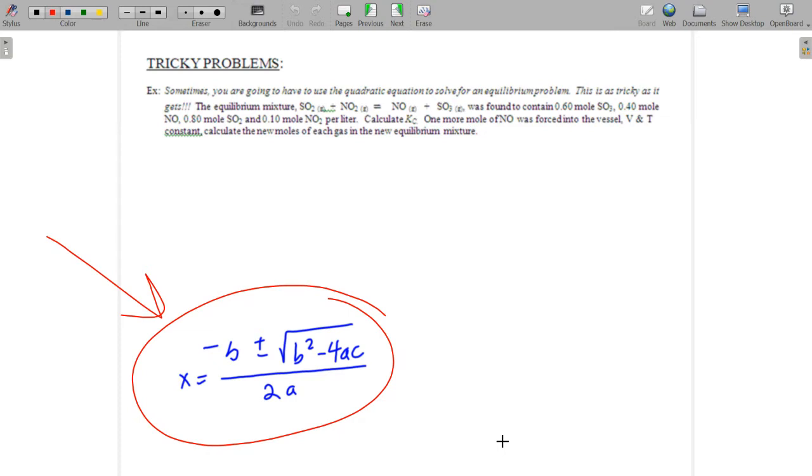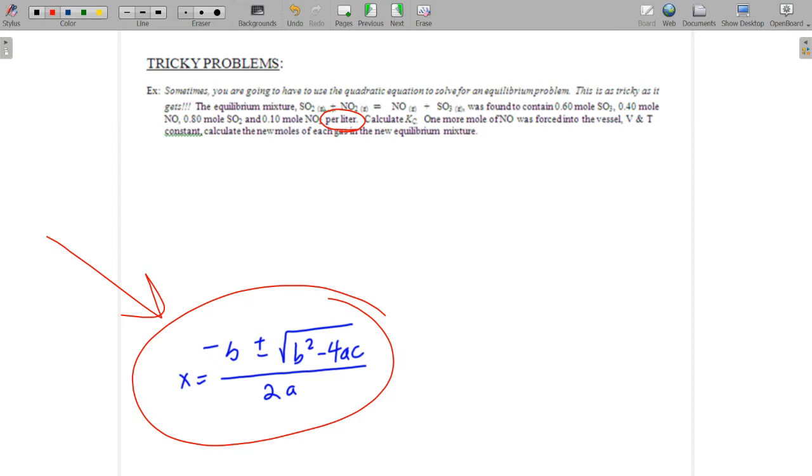So the first thing that you're going to want to do is calculate the Kc. You're like, but Ms. Schneider, stop. You told us in the last video we're not allowed to put moles in ICE tables, but you'll notice it says per liter. So 0.60 moles is really 0.60 molar, and so on. So we're going to first calculate Kc because that's what it tells us to do at the beginning.